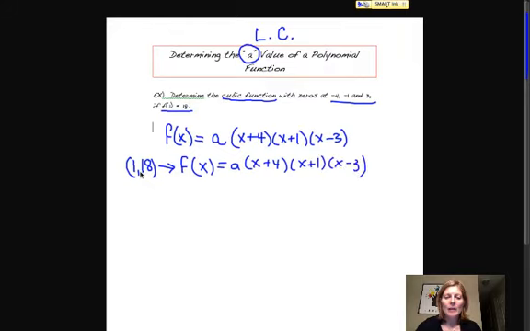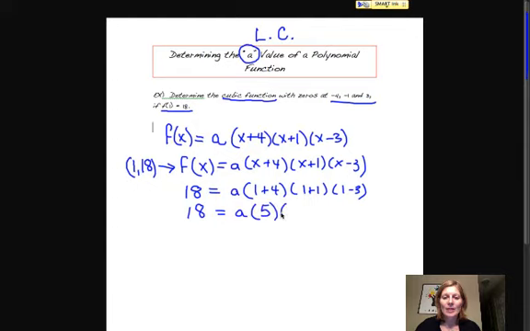Okay, so wherever there was an x, I'm now going to replace it with a 1, and because the function is at 18, the f of x gets replaced with 18. So I'm going to have 18 is equal to a times 1 plus 4, times 1 plus 1, times 1 minus 3. And of course now we can just easily do the math. So it's going to be a times 5 times 2 times -2.